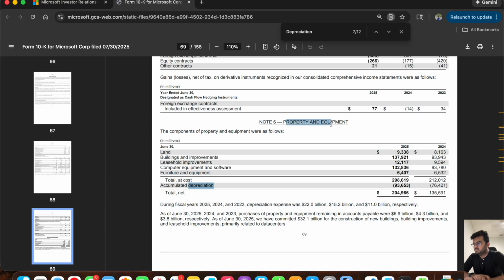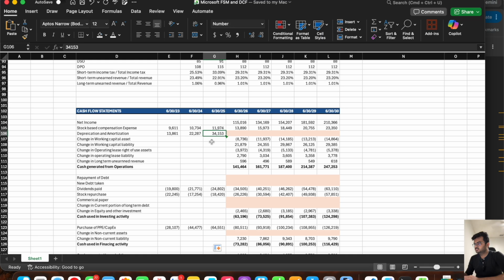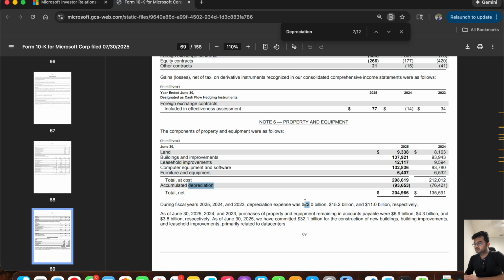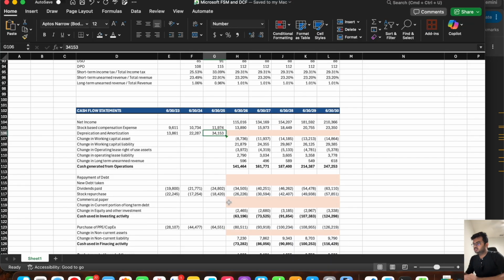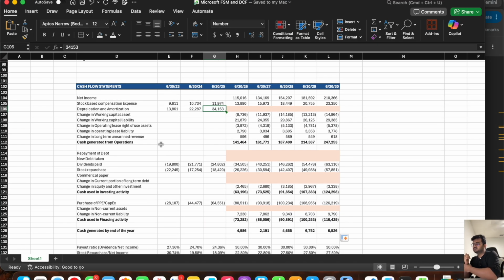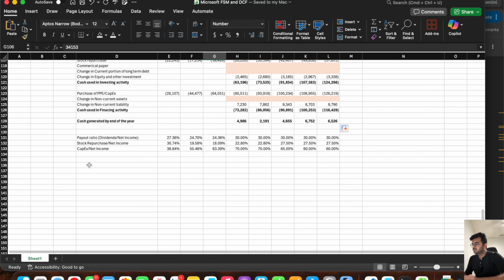Since this is a property and equipment, this depreciation is only for the property and equipment. And if you go back and take a look at our total depreciation, it was $34 billion in 2025, out of which only $22 billion is on property and equipment, and rest of the number, whatever we have it here, 34.153 subtracted with $22 billion, is going to be on the non-current asset. So with this assumption, let's first start working on the depreciation and amortization schedule, and we will work on this one.